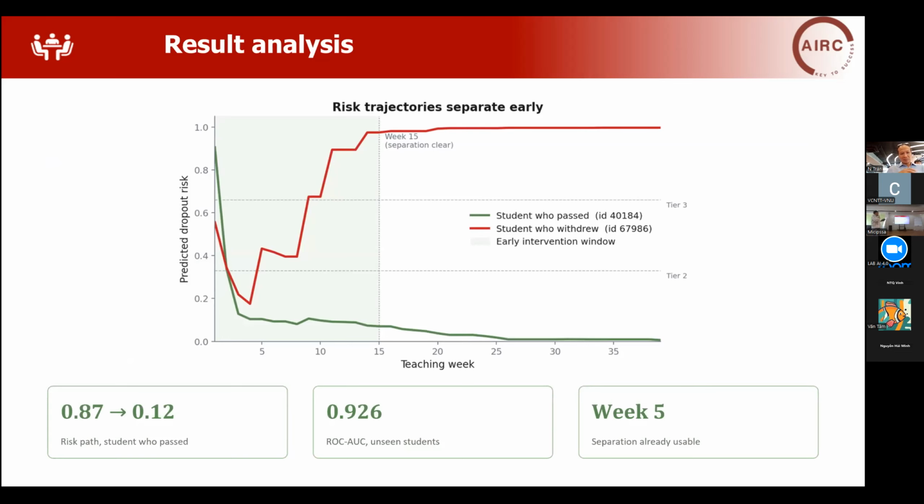These three numbers summarize the key findings. For a student who passed, the predicted risk falls from 0.87 to 0.12 by the end. So the model tracked the engagement improving, the AUC of 0.92 on unseen students, and the separation between at-risk and safe students. As you can see from week 5, you can already see that there is a gap between the two students. So we can already see early which student is going to fail or not.